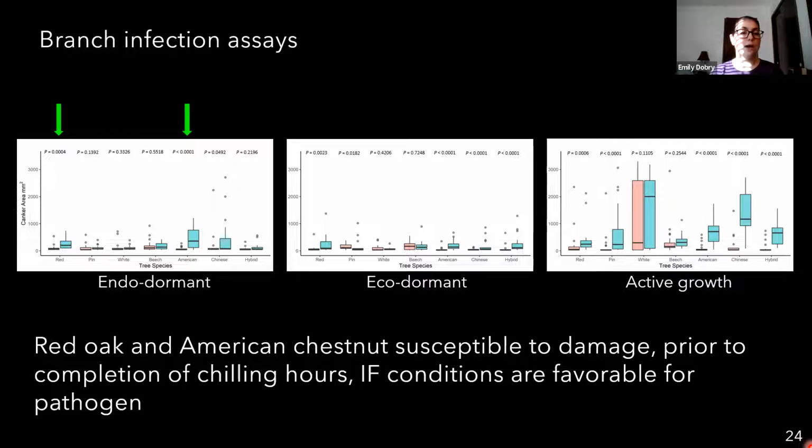Here on our y-axis, we have the canker area in millimeters squared. On the x-axis, we have our tree species, and then our treatments are orange for the control and green for the live fungal treatment.